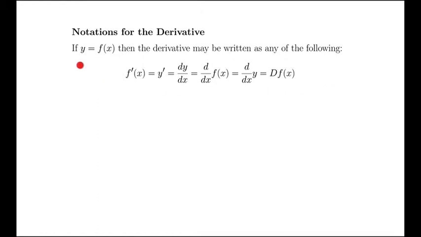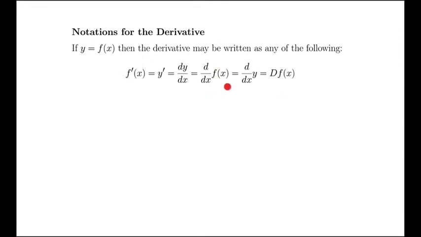We start with a function y equals f of x. We could write f prime of x, we could write y prime. This is read dy dx. This is read d dx of f of x, or we could have d dx of y, or just a capital D of f of x. These last three notations we think of as operators.